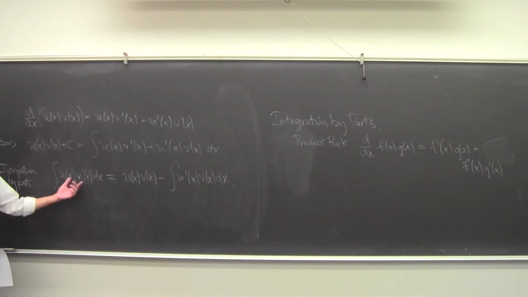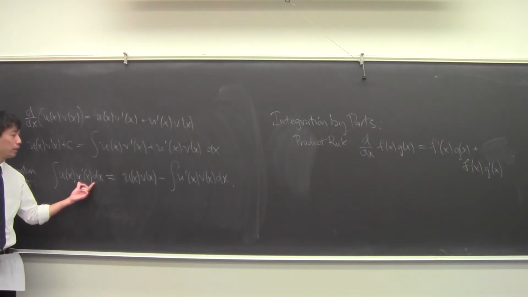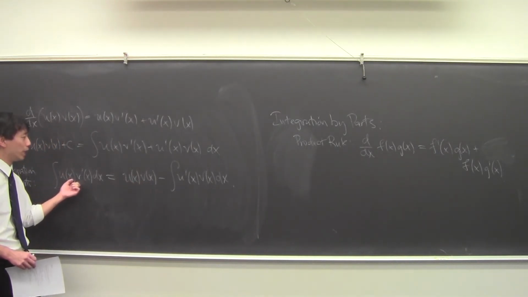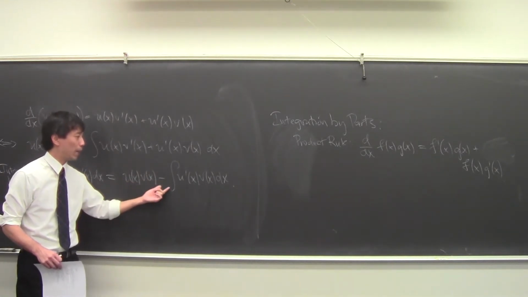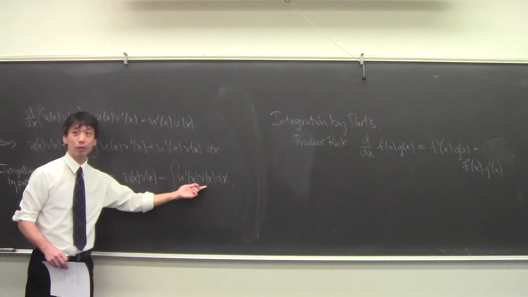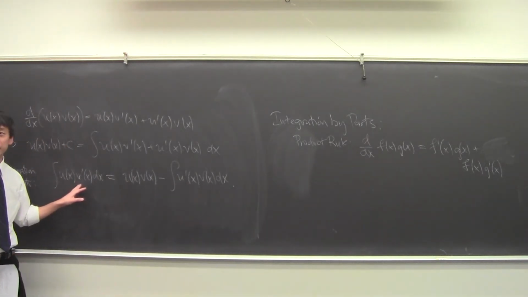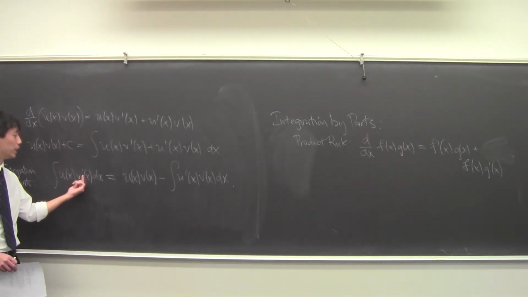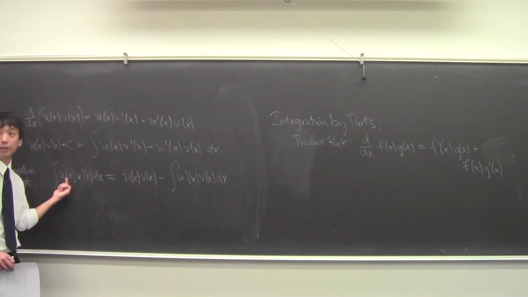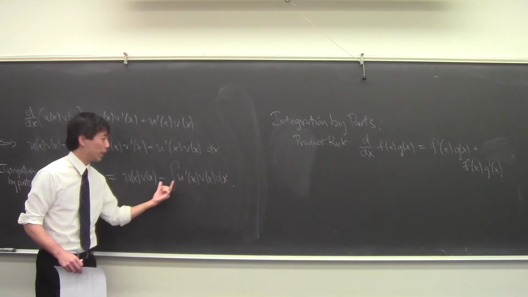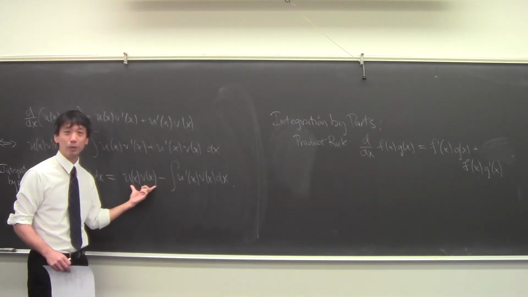It says that if you're trying to integrate something that looks like something times the derivative of something, then that's the same thing as u times v. So if you're integrating u times v prime, that's the same thing as u times v minus the integral of u prime times v. In other words, in some sense, you can shift the derivative to the other function, but you have to change the sign, and you have to throw in some factor here.